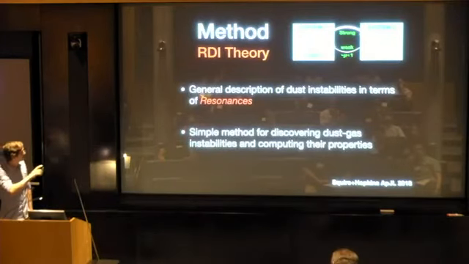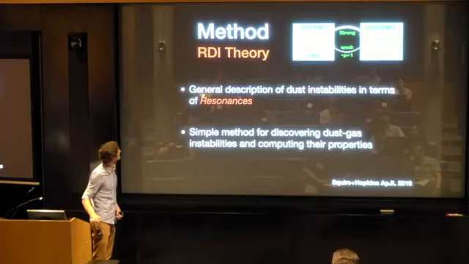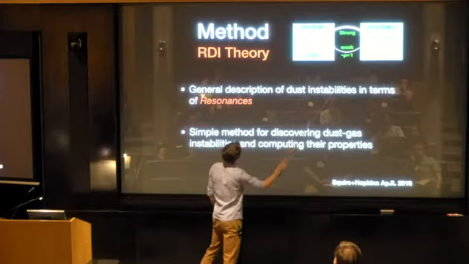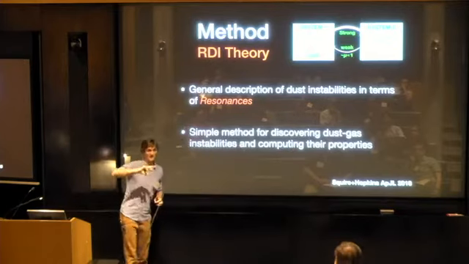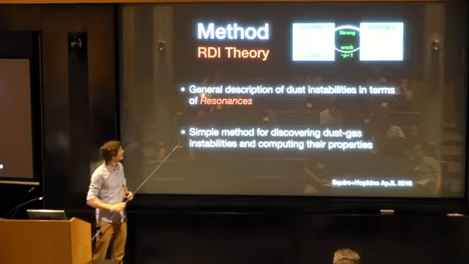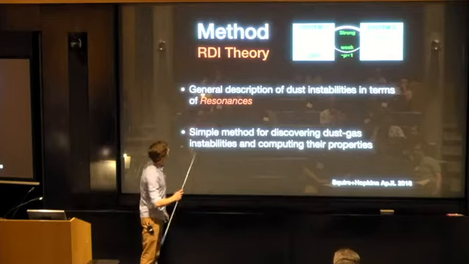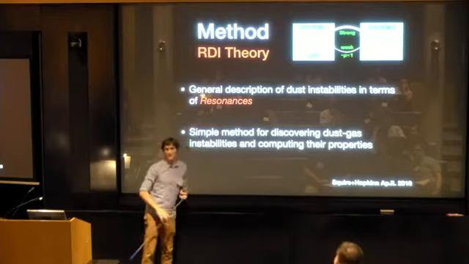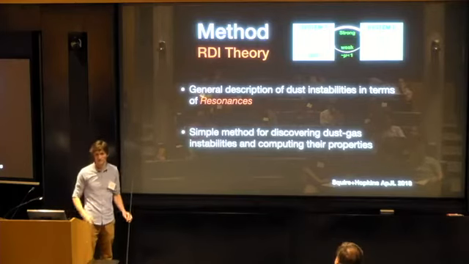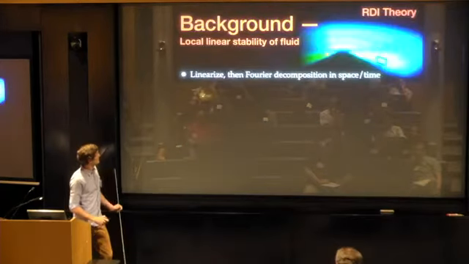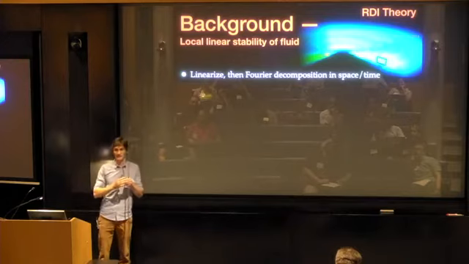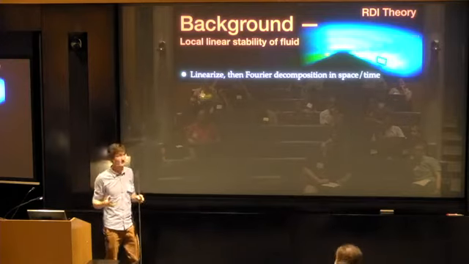And as I said, the method that I'm going to use to analyze this is resonant drag instability theory. This applies generally when we have two coupled systems, and the dust-gas system falls very nicely into this framework. And so it's a convenient way to analyze it. We think of all these instabilities as coming about through resonances between different systems, and this gives a nice way to analyze and compute the properties of the instability. So we've already heard a few talks about this, but I wanted to make sure we're all on the same page and describe the problem to start with and what we actually need to do.